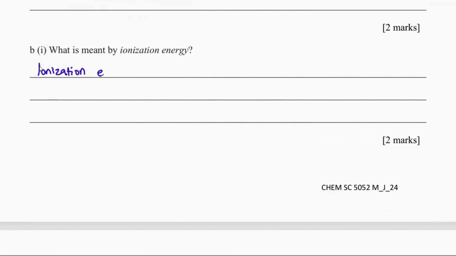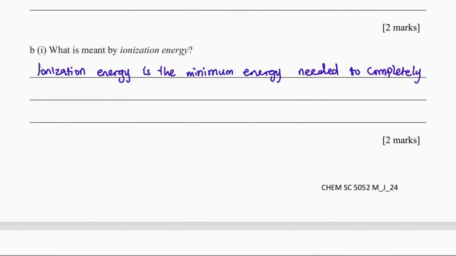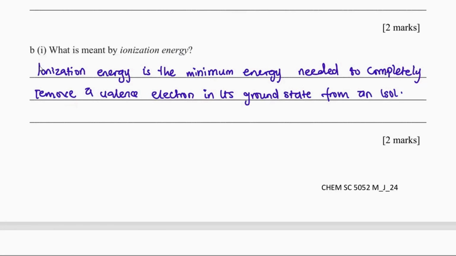Now, the next question says, what is meant by ionization energy? So, ionization energy is the minimum energy needed to completely remove a valence electron in its ground state, okay, from an isolated atom.